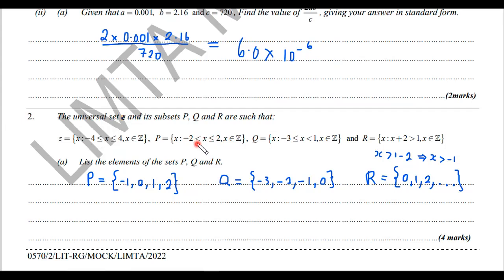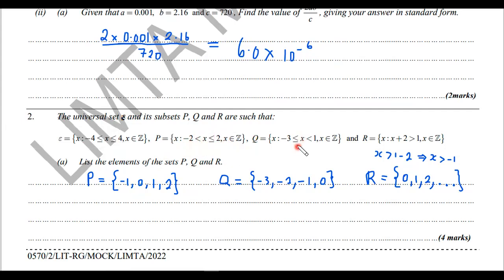The first number after minus 2, which is a whole number because they said integer Z, is minus 1. And we have to end at 2. Why are we ending at 2? Because 2 is included. So we have minus 1, 0, 1, and 2. We end at 2. Take note.